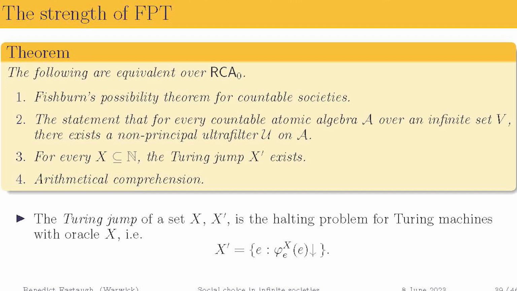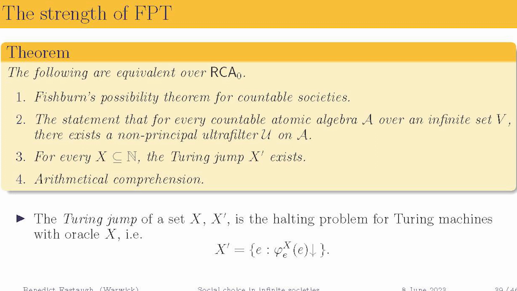Okay, so the Turing jump of a set X, or X jump with the little tick, that's just the halting problem for Turing machines with oracle X. So you have some enumeration of all of your Turing machines, and they can appeal to this set X, whatever it is. And then there's a question, well, do they halt or not when given their own index as an input?